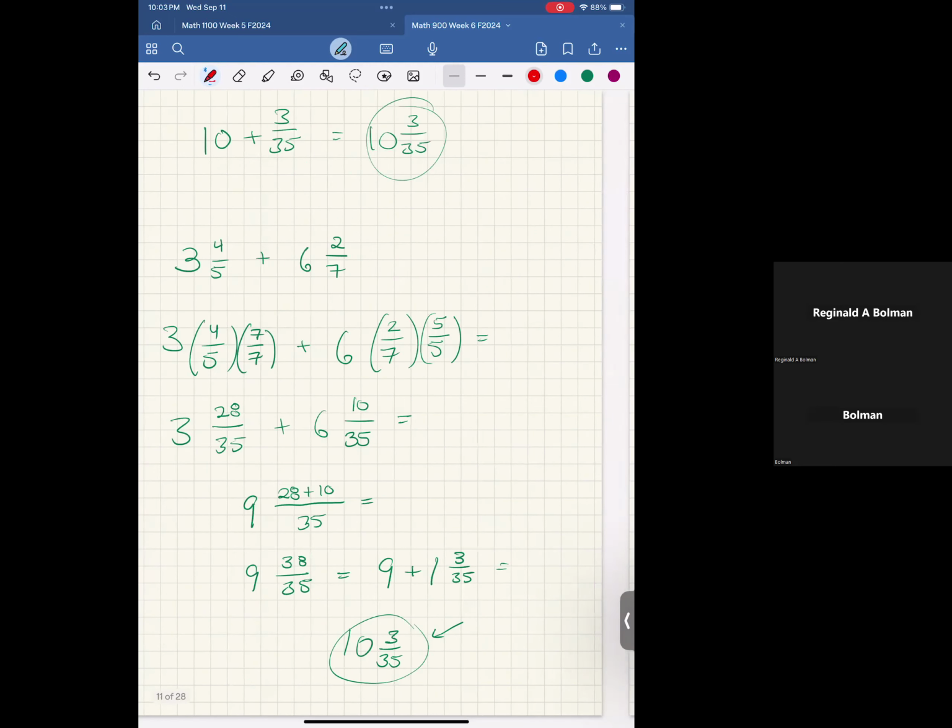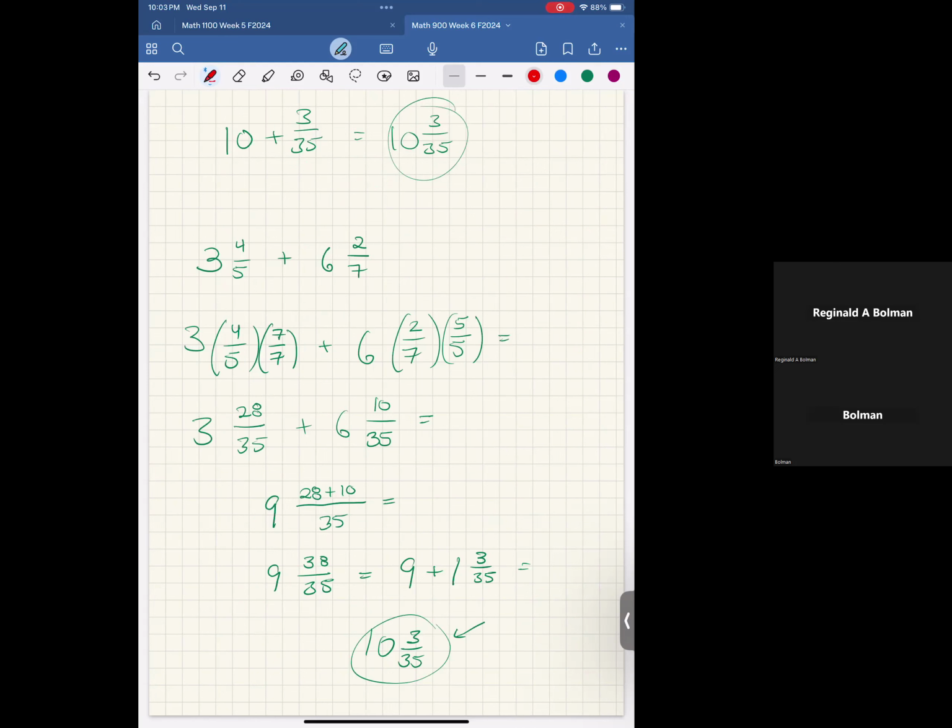Similarly, for an addition problem, just looking at this 3 4/5 plus 6 2/7. If you had converted to an improper fraction first, you do 5 times 3, which gives you 15. 15 plus 4 gives you 19. So you'd have 19/5 plus 6 times 7 gives you 42. 42 plus 2 gives you 44. So you'd have 19/5 plus 44/7. Then you'd have to add together.